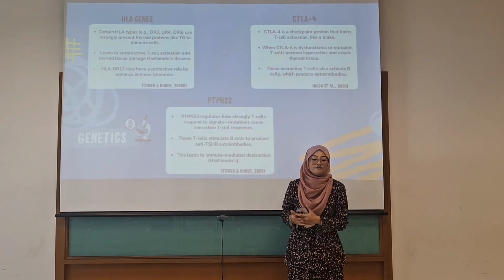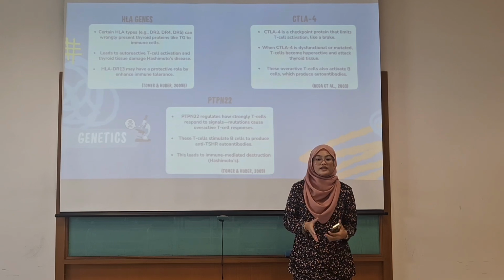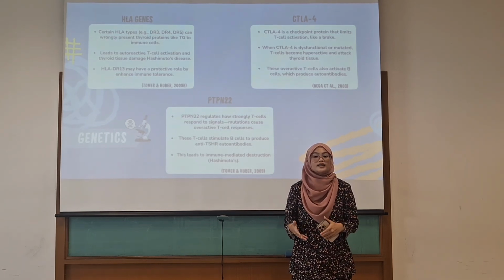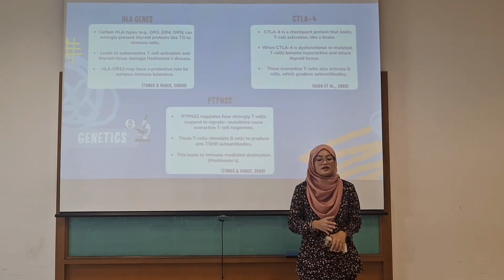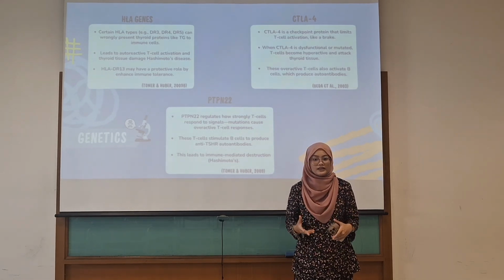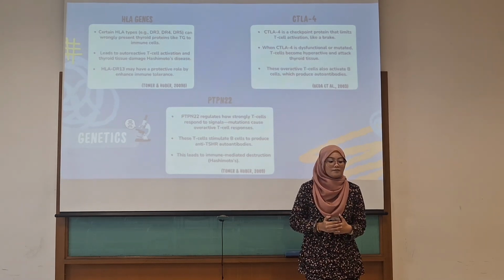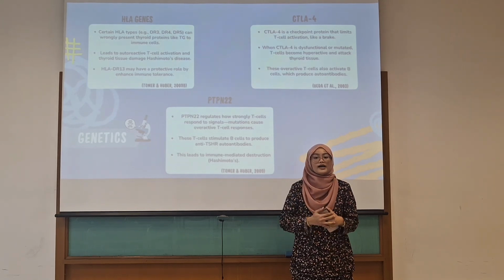Next is CTLA-4, a checkpoint protein that can act as a brake on T cell activity. If CTLA-4 is mutated or dysfunctional, the braking mechanism fails. Therefore, T cells will become hyperactive and wrongly attack healthy thyroid tissue. Eventually, T cells will stimulate B cells to produce autoantibodies.